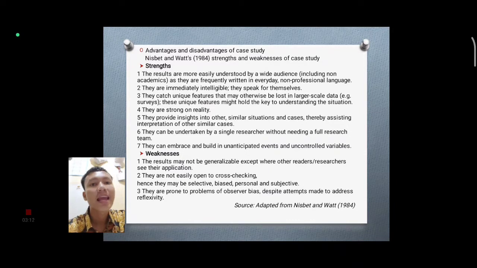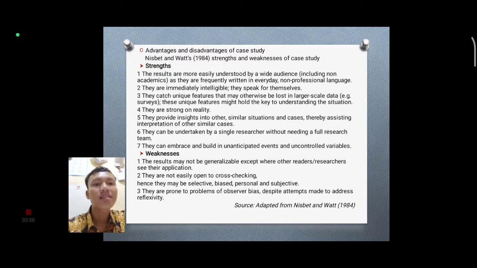Four, they are strong on reality. Five, they provide insight into other similar situations and cases. There may be existing interpretation of other similar cases. Six, they can be undertaken by a single researcher without needing a full research team. Seven, they can embrace and build in unanticipated events and uncontrolled variables.